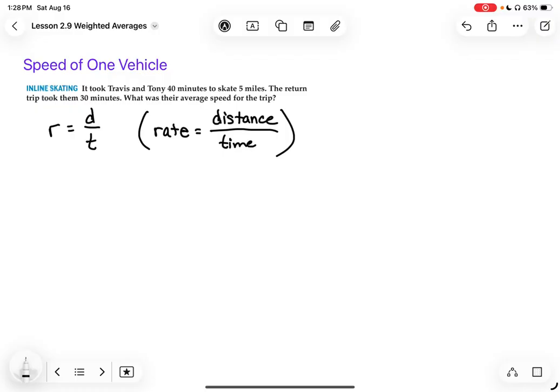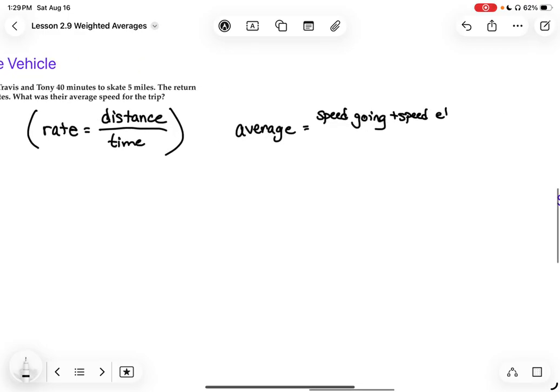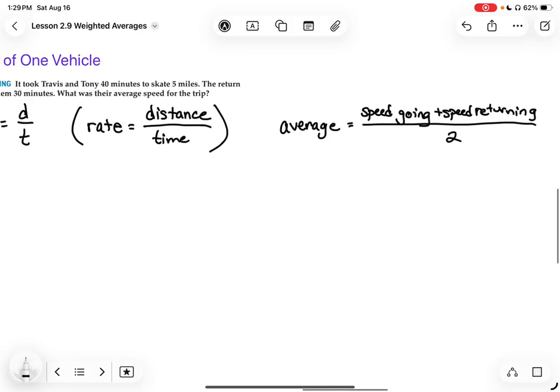Okay. The other thing that we need to know is how do you find the average? How are we going to find the average of their trips? Well, that's also pretty easy. What we're going to do is we're going to take their speed going, add their speed returning, and then we're going to divide by 2. Okay, that's how you find the average of two things. You add them together and divide by 2. Okay, so let's figure out their two speeds.